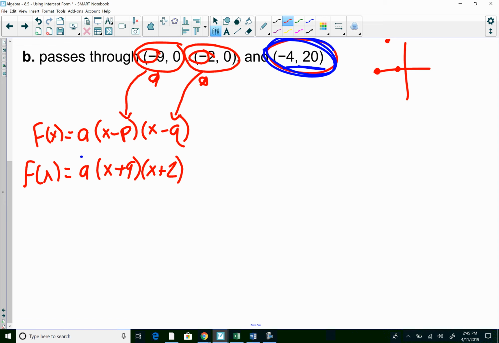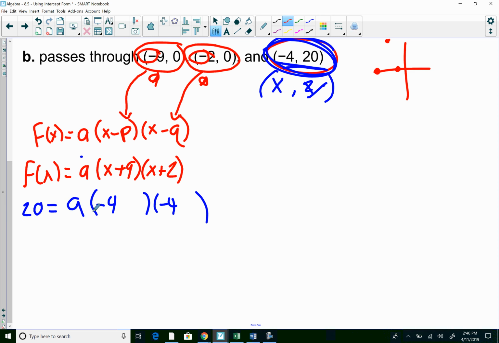So we're going to take a look at this negative 4, 20. Negative 4 is our x coordinate, 20 is our y coordinate. So we're just going to plug those 2 points in wherever we can. We're going to take negative 4 and plug it in for each of the x's. We're going to take 20 and plug that in for f of x, because remember, f of x and y are the exact same thing.